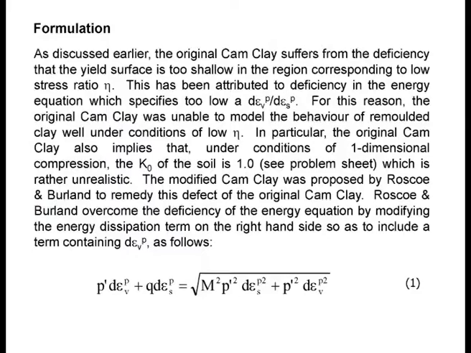So what he says is, why don't we put in this additional term on the right-hand side? This is where the difficulty starts. Because if you just put in this term, you get this plus this equal to M p' δε_s^p plus p' δε_v^p, without the square and the square root sign. It actually reduces almost to the same equation as this, because at critical state q equals M p'.